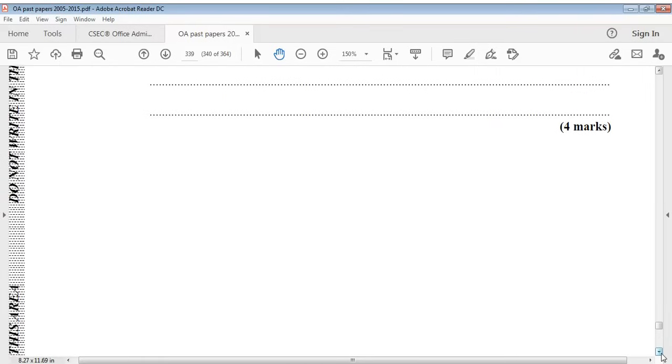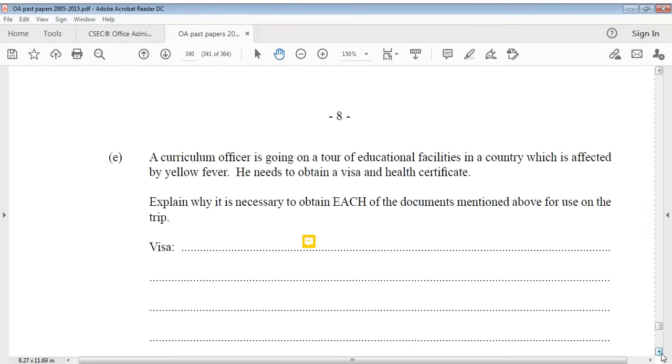You will get 4 marks for that. Let's go on to number E, 3E. It says a curriculum officer is going out on a tour of educational facilities in a country which is affected by yellow fever. He needs to obtain a visa and health certificate. Explain why it is necessary to obtain each of the documents mentioned above for use on the trip.